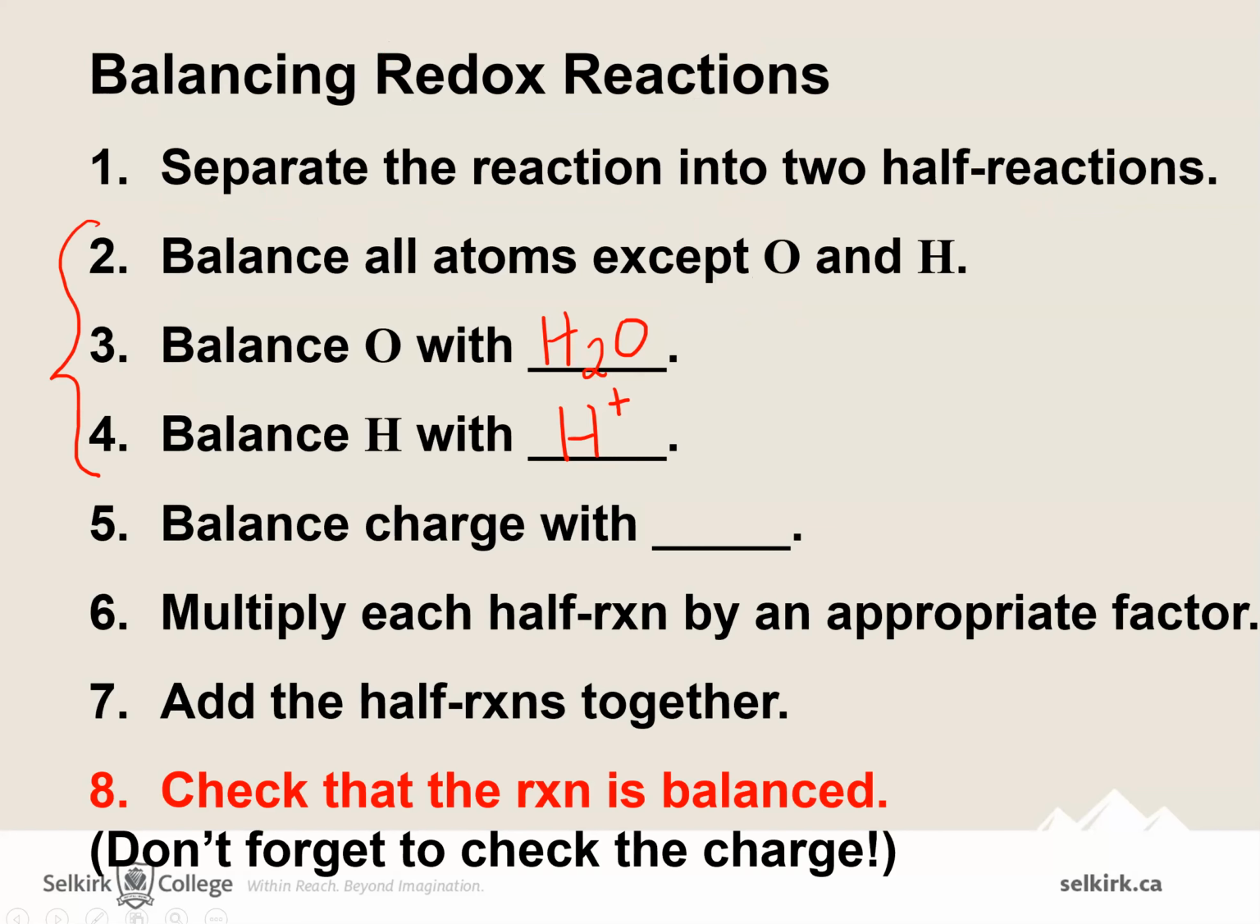Number 5 says we're going to balance the charge. And it is just as important to balance the charge as the atoms. Now these are redox reactions. They're electron transfer reactions. So I'm going to balance the charge with electrons. Where's my pen? There it is. So let's go back to our example.